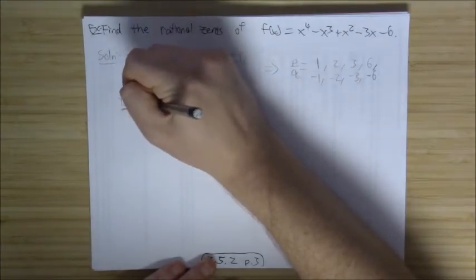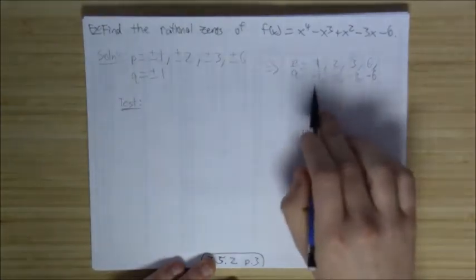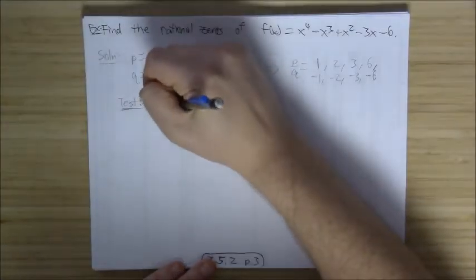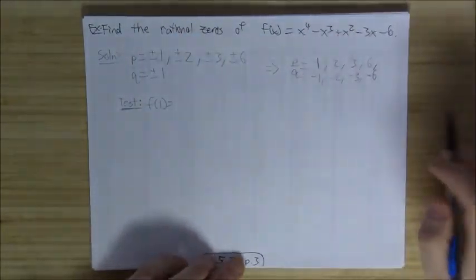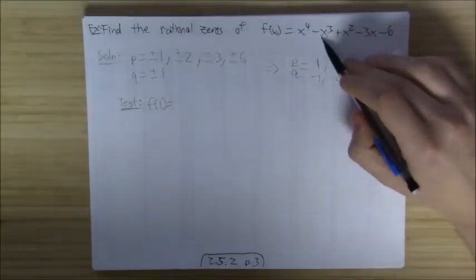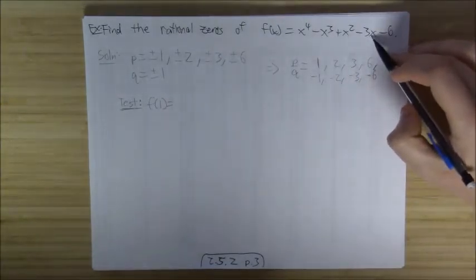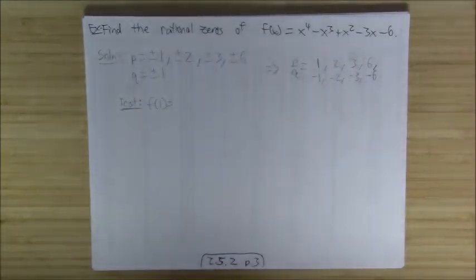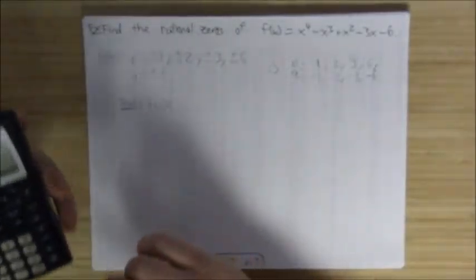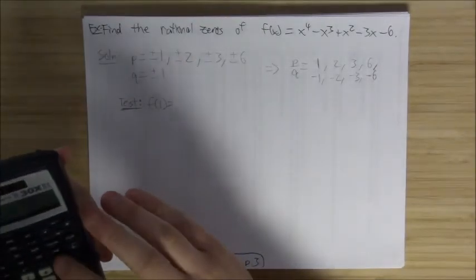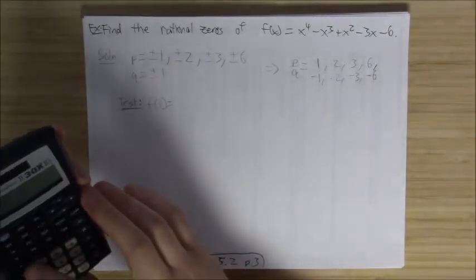Testing, if we try f of 1, we would end up with what? 1 minus 1, which is 0, plus 1, which is 1, minus 3, which is negative 2, minus 6. Well, let's just go ahead and use a calculator. Hopefully, if you have a fancy scientific calculator, this becomes easy because you can use the memory to help you.